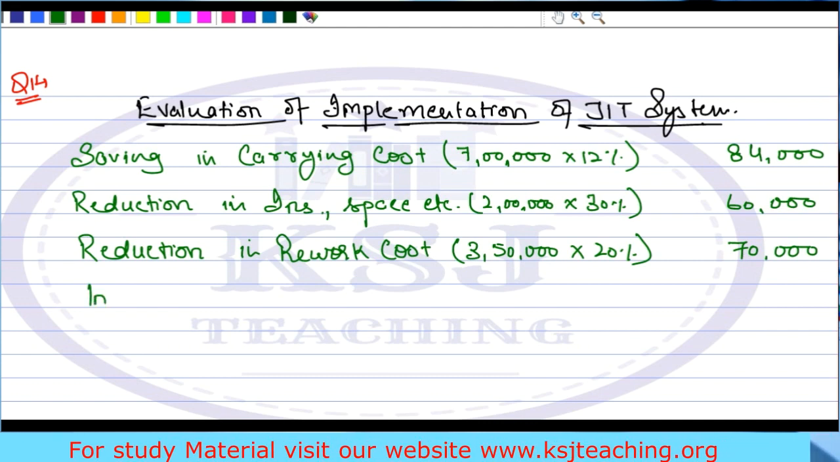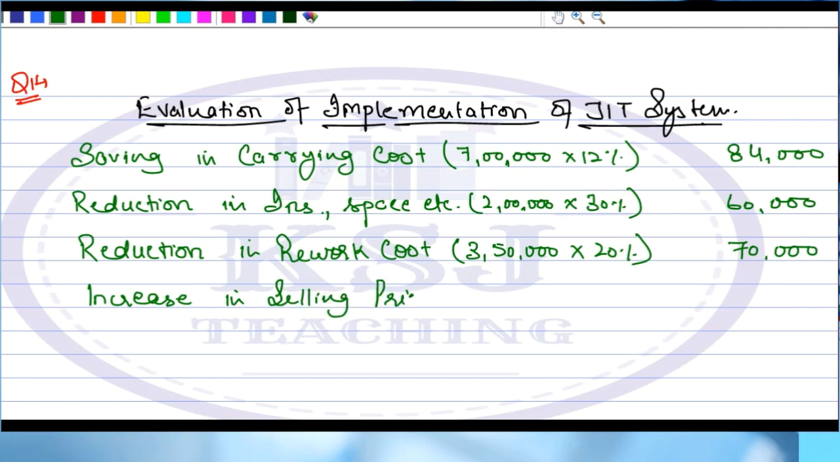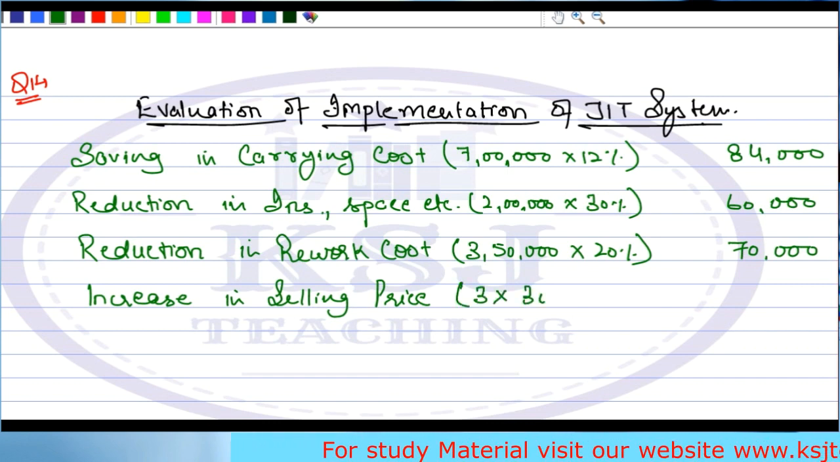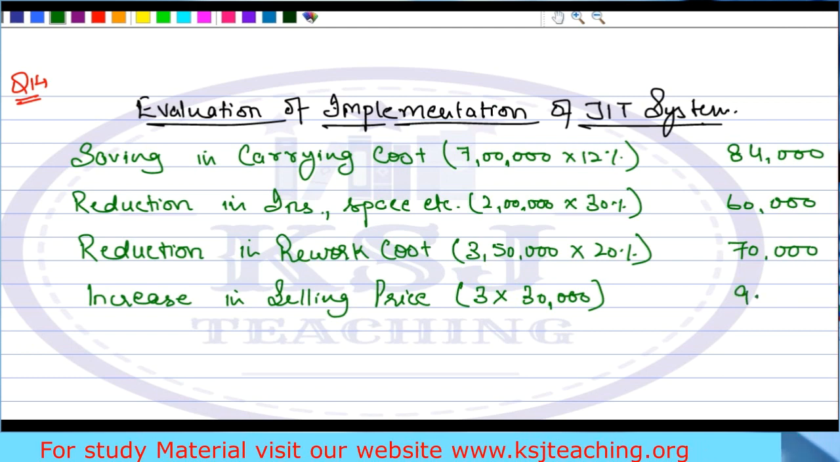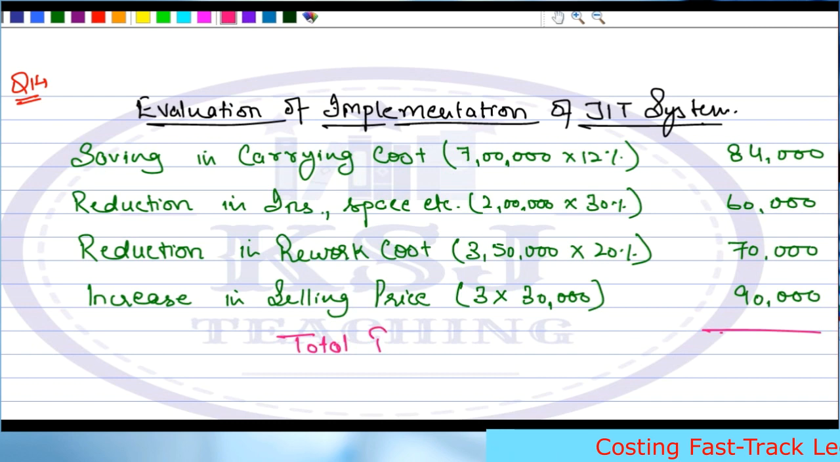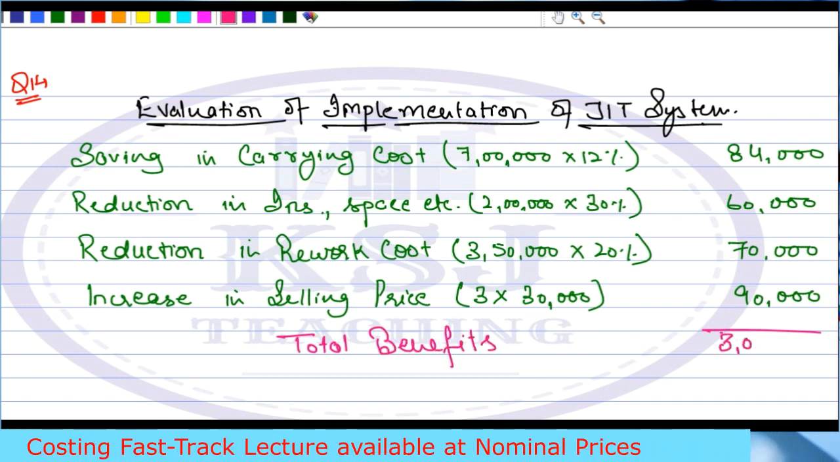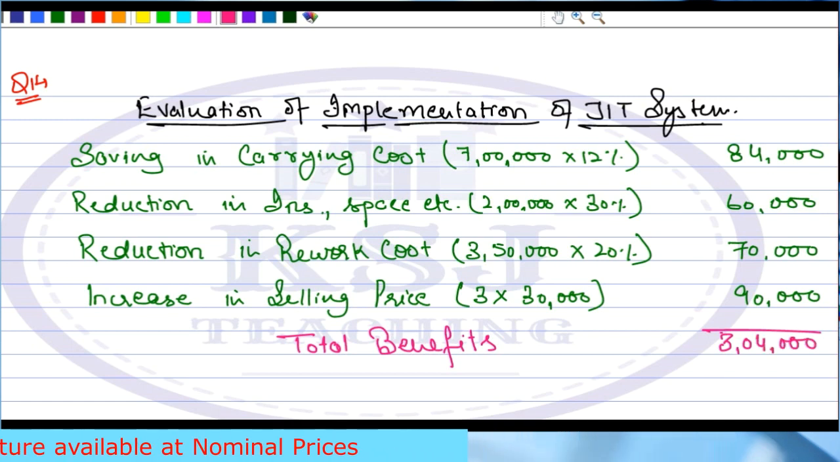Last is increase in selling price. What is the increase in selling price, sir? 3 rupees increase on 30,000 units. That means a benefit of total 90,000. Right? So from here we will get total benefits, that is 3,04,000. Is there any cost related to the implementation of the JIT system?